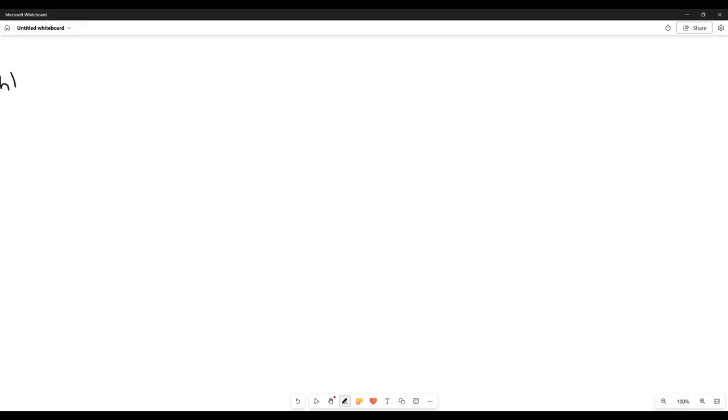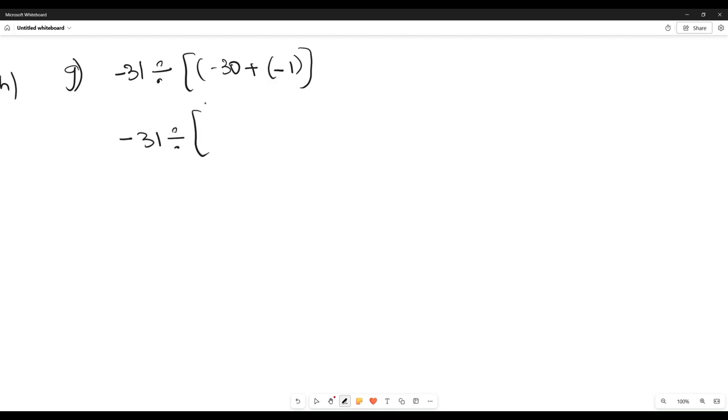Let's do the next sum. G. Minus 31 divided by minus 30 plus minus 1. First, we have to remove the brackets. So, minus, always minus. 30 plus 1, 31. How do you divide? Minus 31 divided by minus 31. Negatives get cancelled. 31 ones are 31, 31 ones are 31. Then we get the answer as 1.